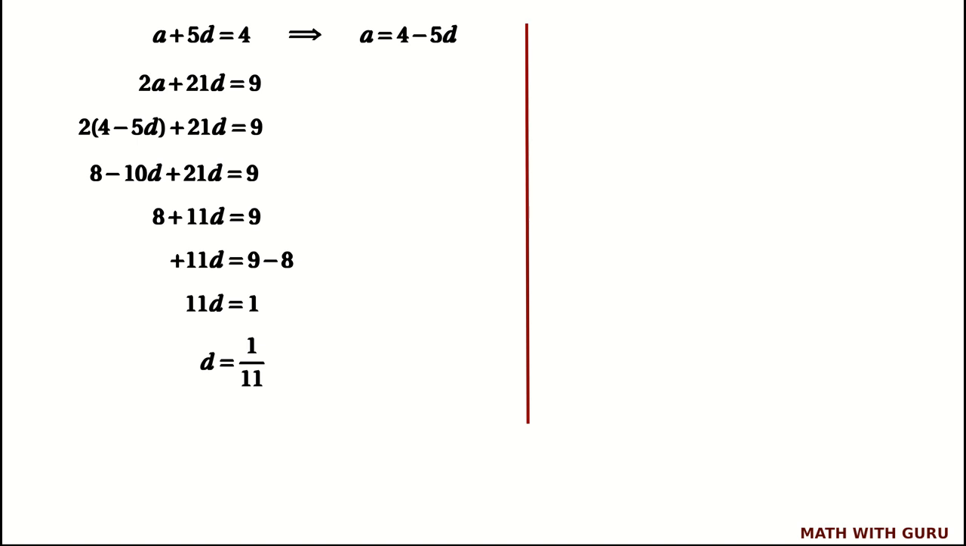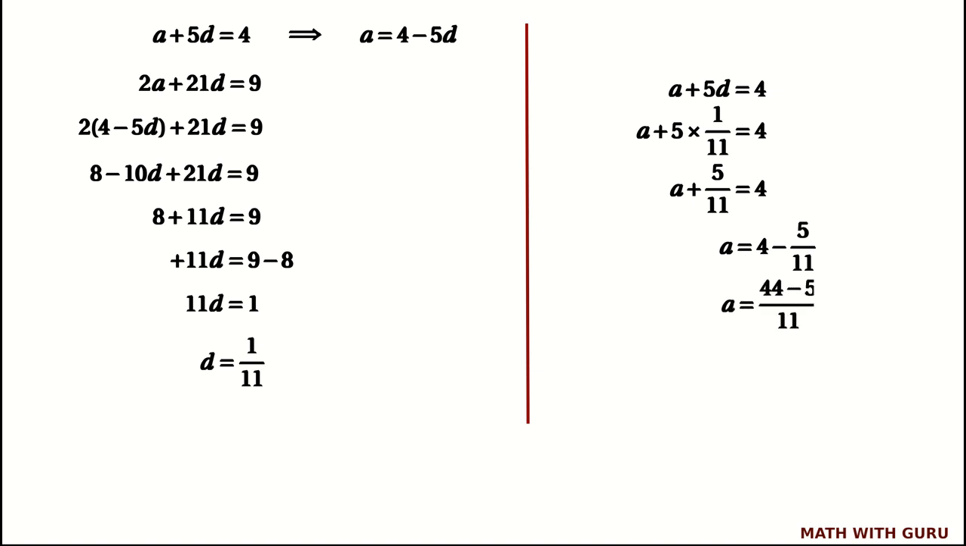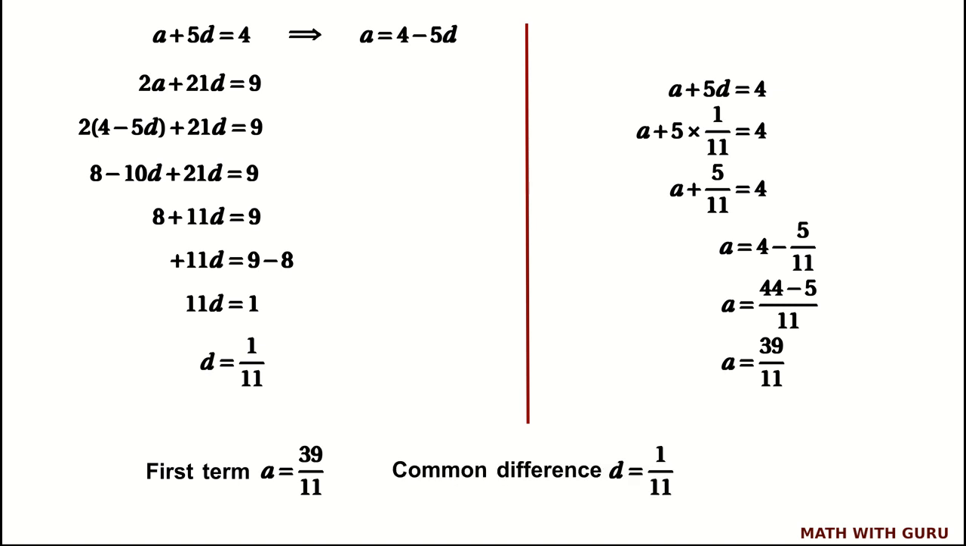We have got the common difference. Now, to find the first term, let us take any of the equations. I am taking this equation, a plus 5d equals 4. Replace d with 1 by 11. a plus 5 by 11 equals 4. a equals 4 minus 5 by 11. a equals (44 minus 5) by 11. a equals 39 by 11. Therefore, first term a is 39 by 11, common difference d equals 1 by 11.